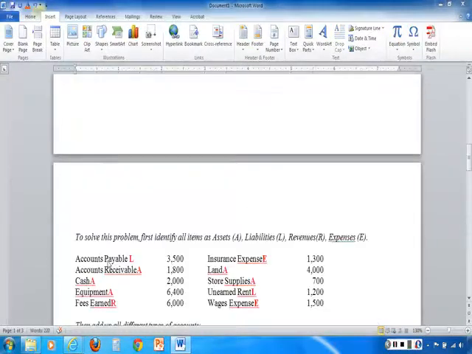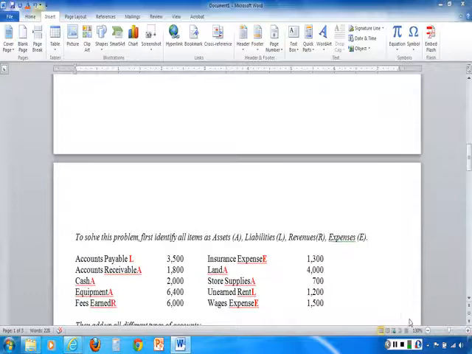So I take a look at each item, and I have gone ahead and identified each item for what it is and labeled it accordingly. Accounts payable, liability; accounts receivable, asset; cash is an asset; equipment is an asset; fees earned is revenue; insurance expense is an expense; land is an asset; store supplies is an asset; unearned rent is a liability; and wages expense is an expense. So I've gone ahead and identified these items.